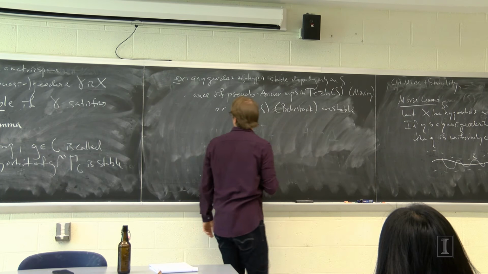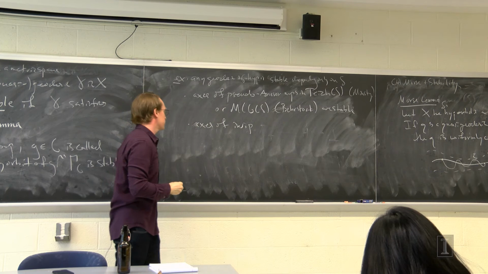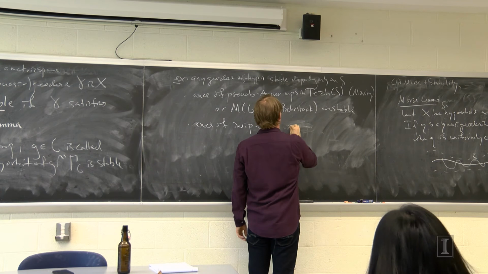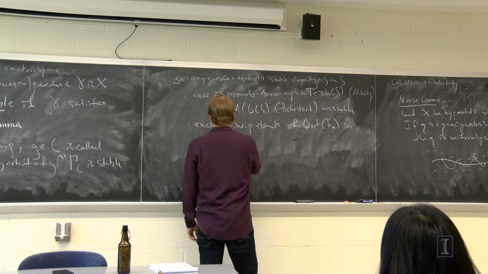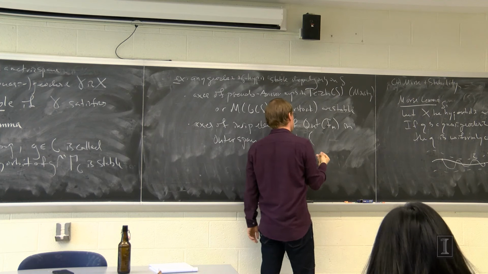Maybe one last example. Axes of fully irreducibles, or irreducibles with irreducible powers, elements. I think this is right. In outer space, is that the way? Yeah. In outer space, elements of Out(F_n). Outer space is some analog of Teichmuller space. They're stable. This is Aougab-Kafir. Okay.